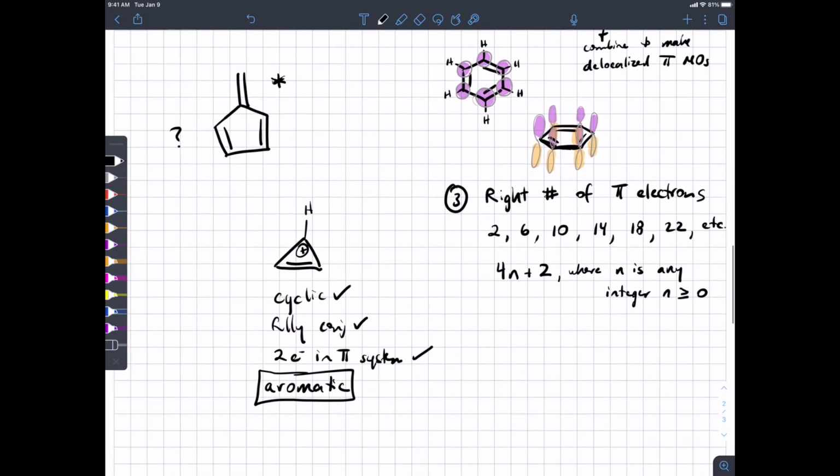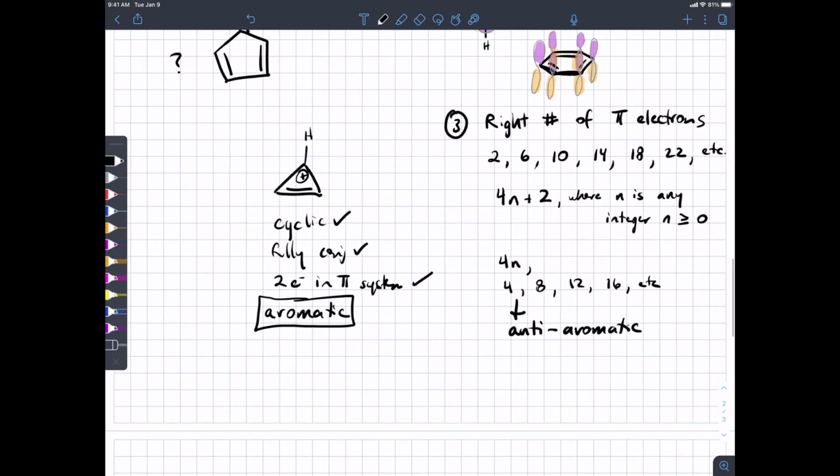But I wanted to point out that if you have 4n pi electrons, that is, if you have 4, 8, 12, 16, etc., not only are you not aromatic, but you are anti-aromatic. And molecules that are cyclic and fully conjugated but have this number of pi electrons have unusual instability and high reactivity.